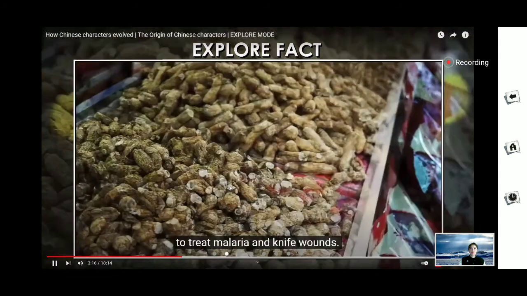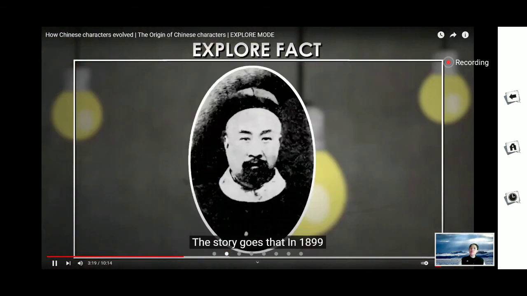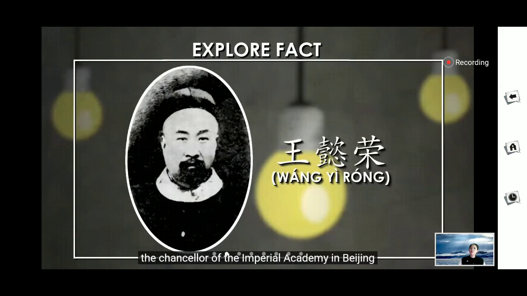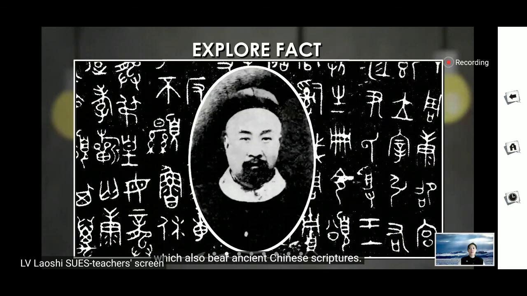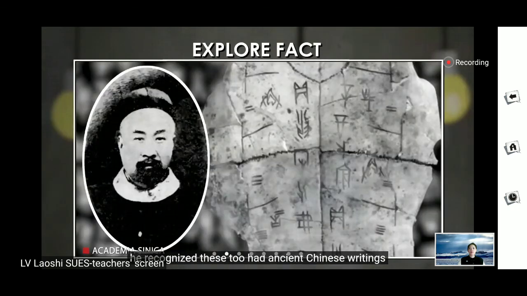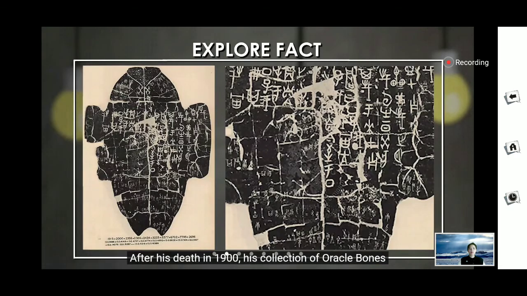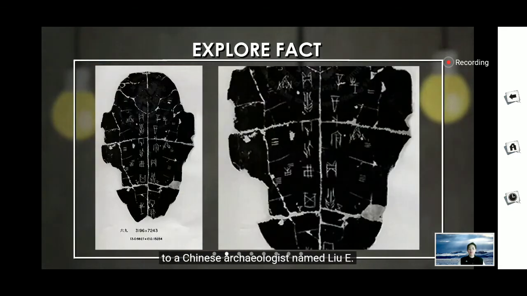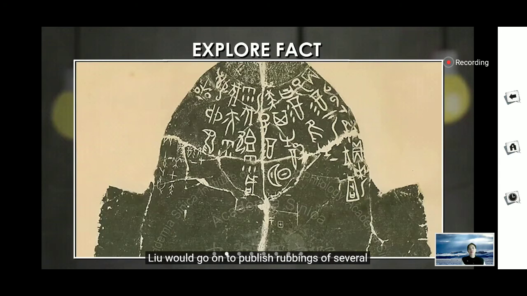The story goes that in 1899, some oracle bones were sold to Wang Yirong, the chancellor of the Imperial Academy in Beijing, who happened to be a collector of Chinese bronzes, which also bear ancient Chinese scriptures. Upon further inspection of the bones that had been sold to him, he recognized these too had ancient Chinese writings on them. After his death in the year 1900, his collection of oracle bones was passed on to his son, who sold it to a Chinese archaeologist named Liu E. Liu would go on to publish rubbings of several oracle bone scripts, bringing the ancient scripture to the attention of international scholars. The rest is history.